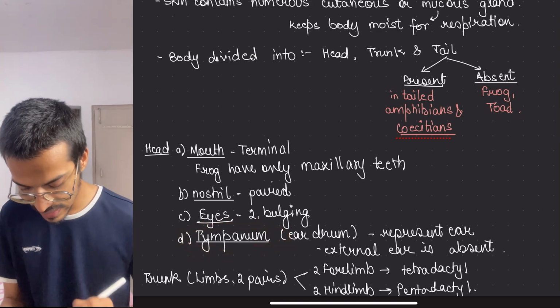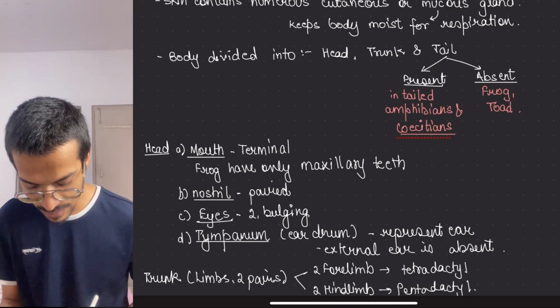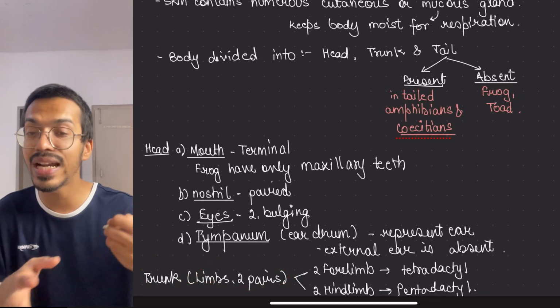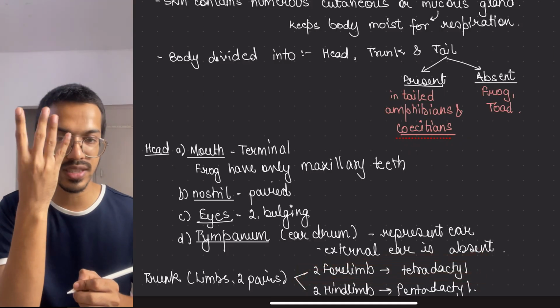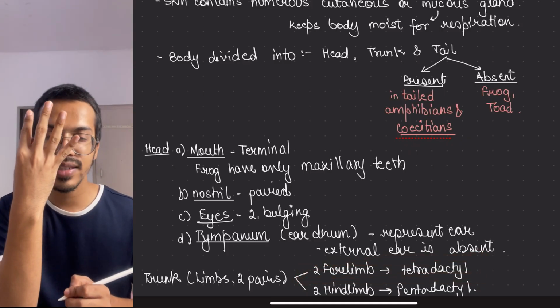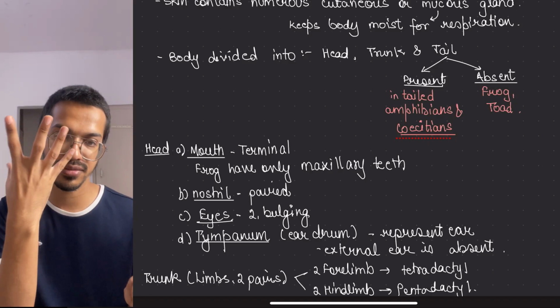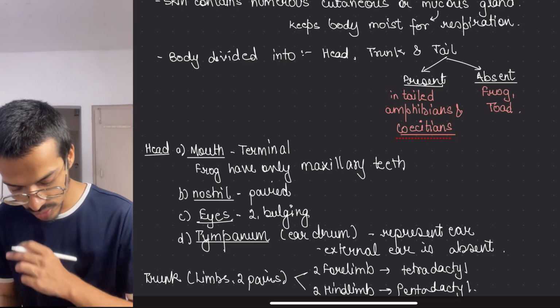Okay, now the next thing is their trunk. Trunk has limbs, a pair, two present: the forelimb and the hind limb. The forelimb is tetradactyl, means it has 4 digits like this. And their feet or the hind limbs are pentadactyl, means 5. Okay, so this thing is there.